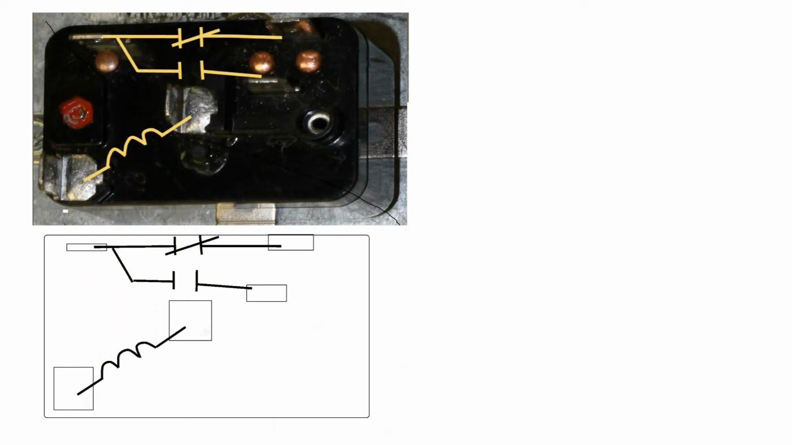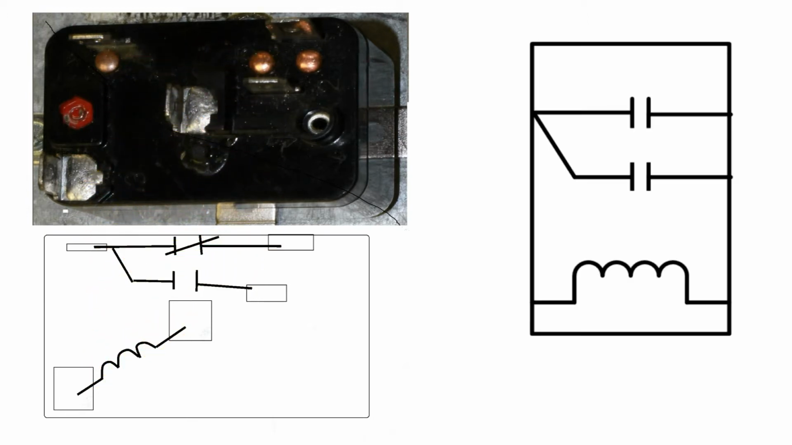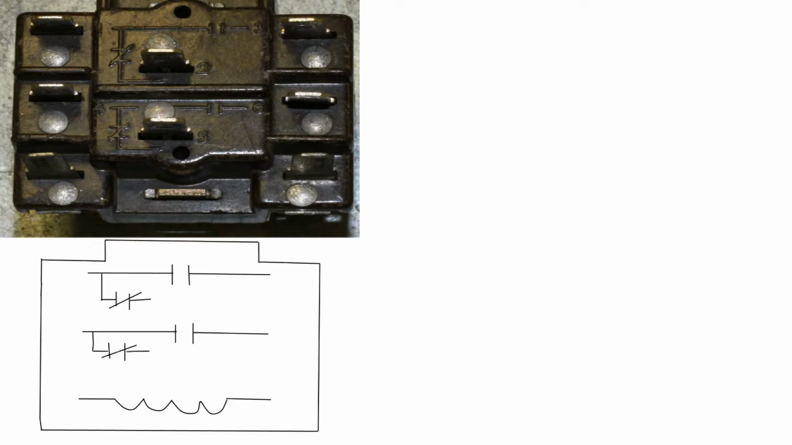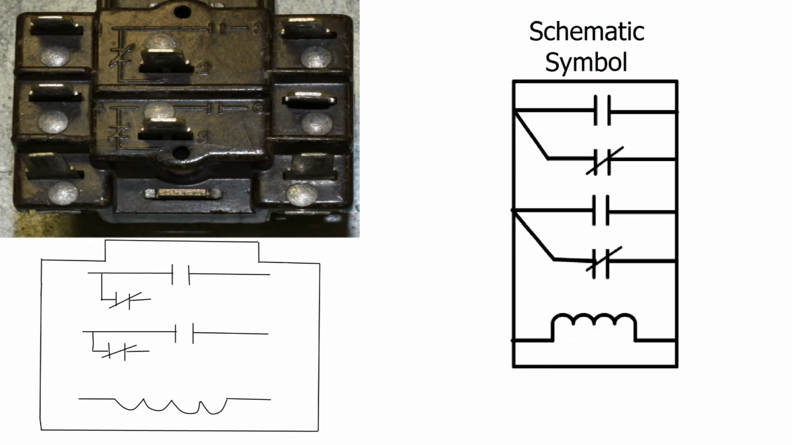Once again, you can see how the contacts are laid out. Here's the schematic symbol. How many poles and throws does this one have? And this will be the last one. Notice how the contacts are laid out inside of the relay. Here's the schematic symbol. How many poles and throws does this particular relay have?